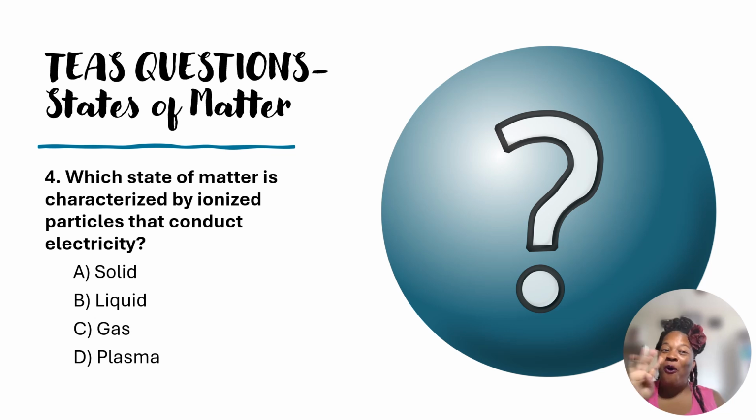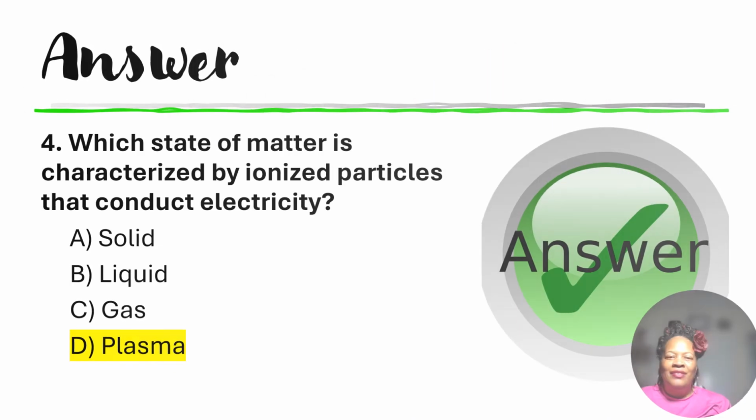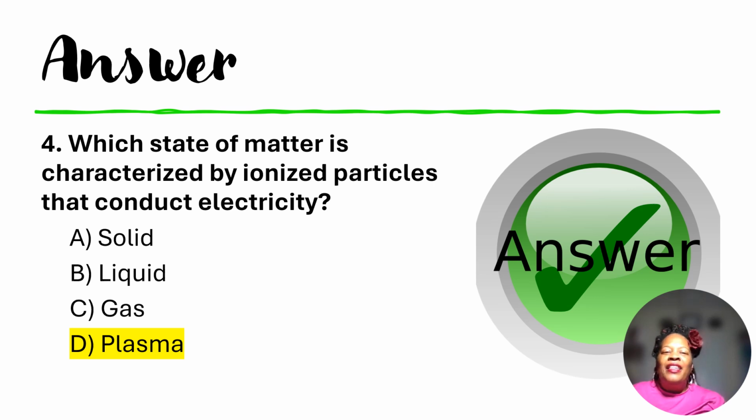Question number 4. Which state of matter is characterized by ionized particles that conduct electricity? Is it A, solids, B, liquids, C, gas, or D, plasma? The answer is D, plasma.